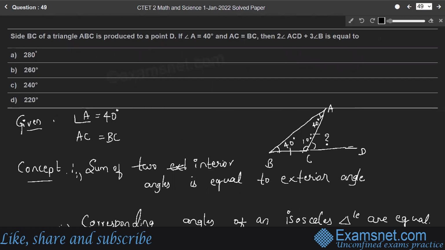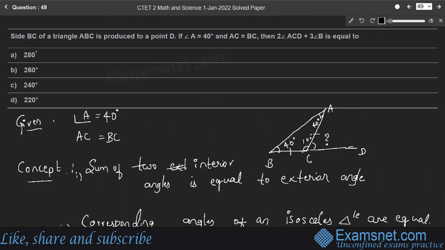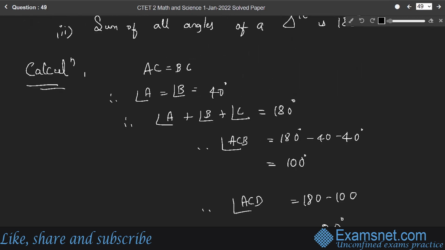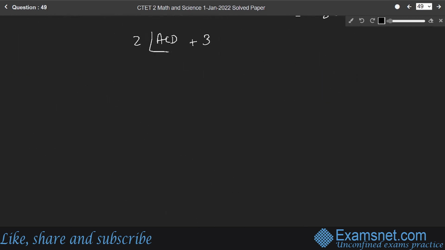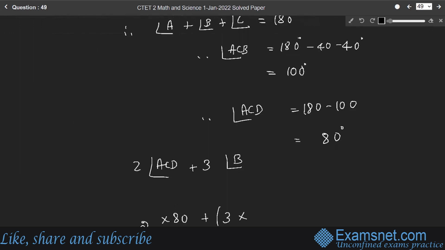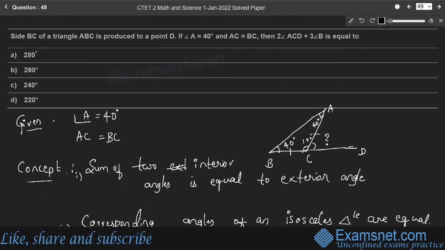Okay. Therefore, exterior angle ACD is equal to 180 minus 100, which is equal to 80 degrees. So 2 times angle ACD plus 3 times angle B is equal to 2 times 80 degrees plus 3 times the measure of angle B, which is 40, is equal to 160 plus 120, which is equal to 280 degrees. Hence, the correct option is option A.